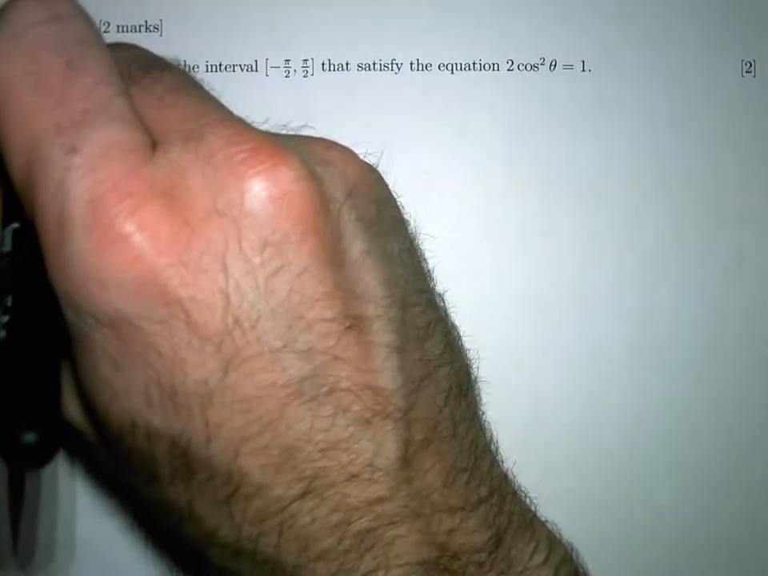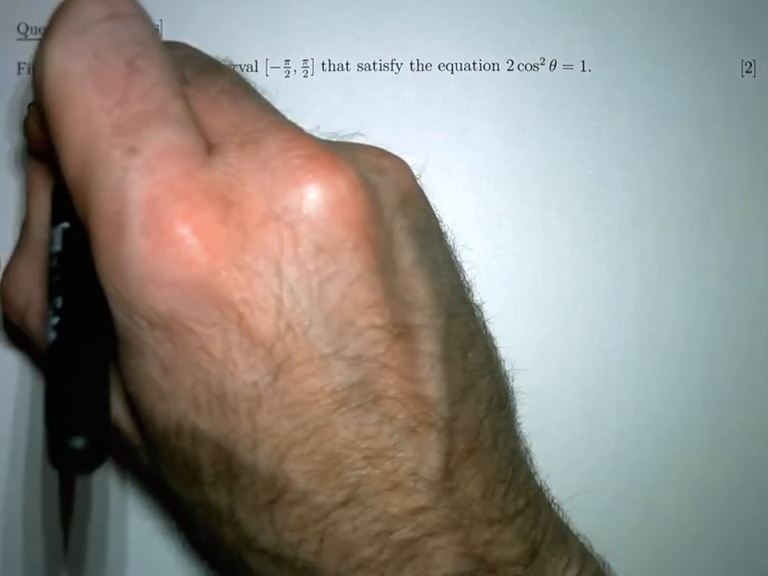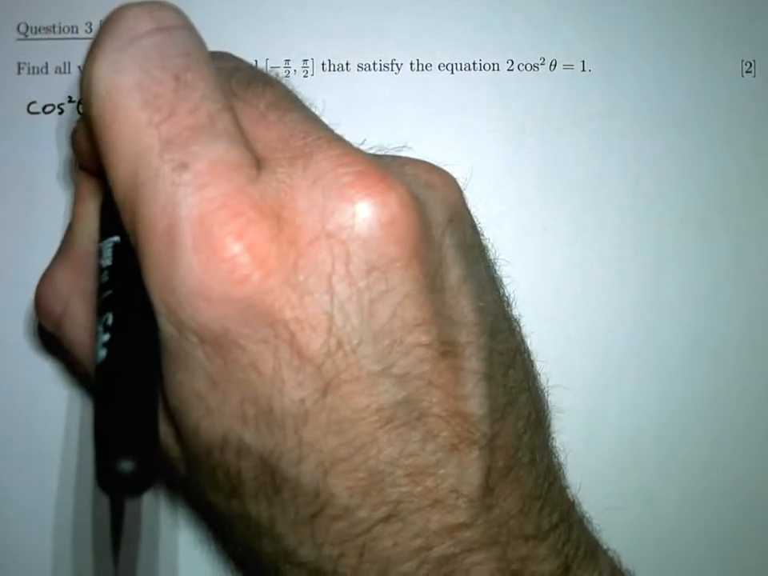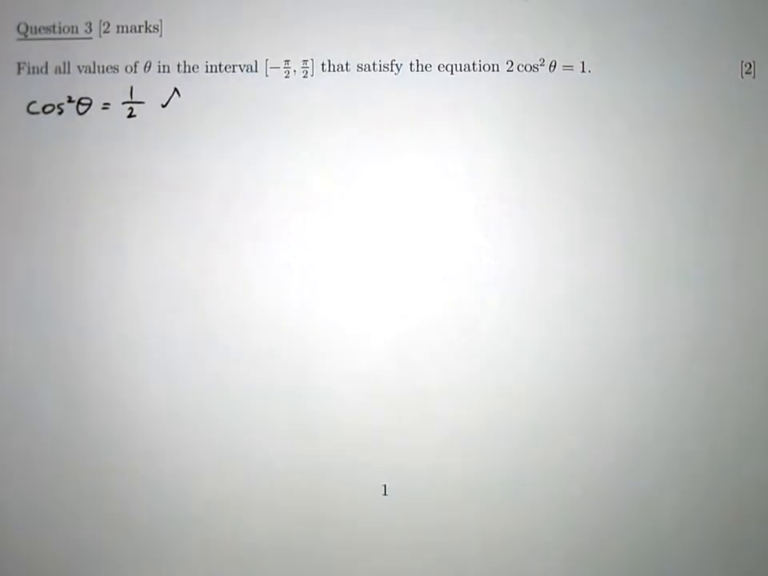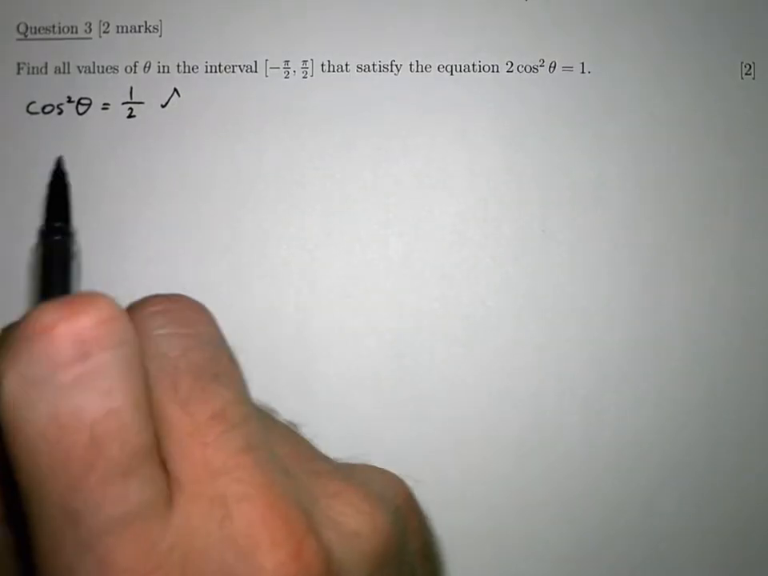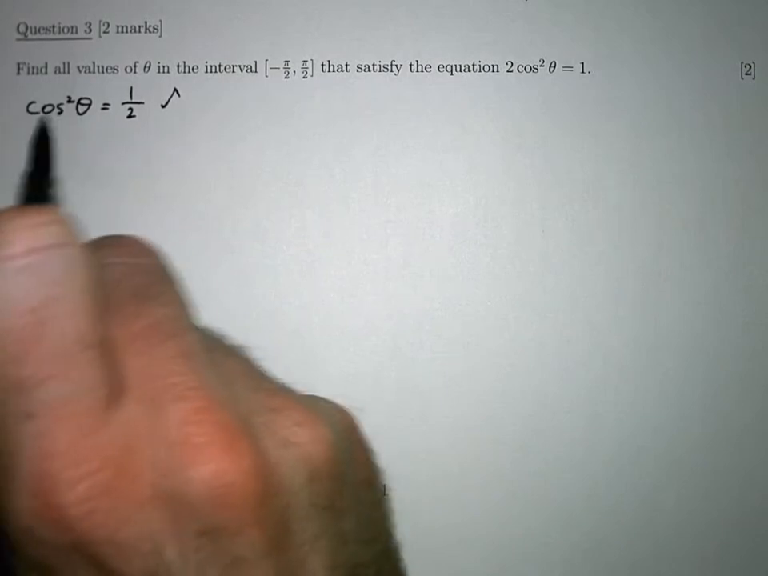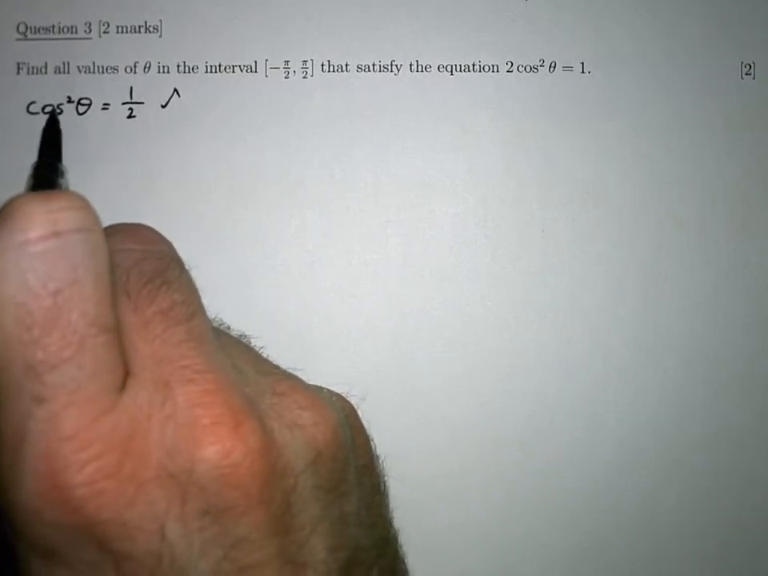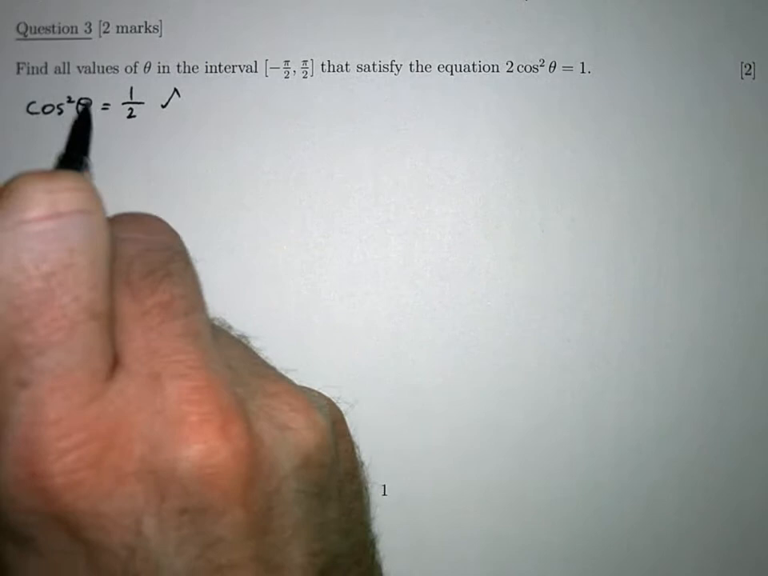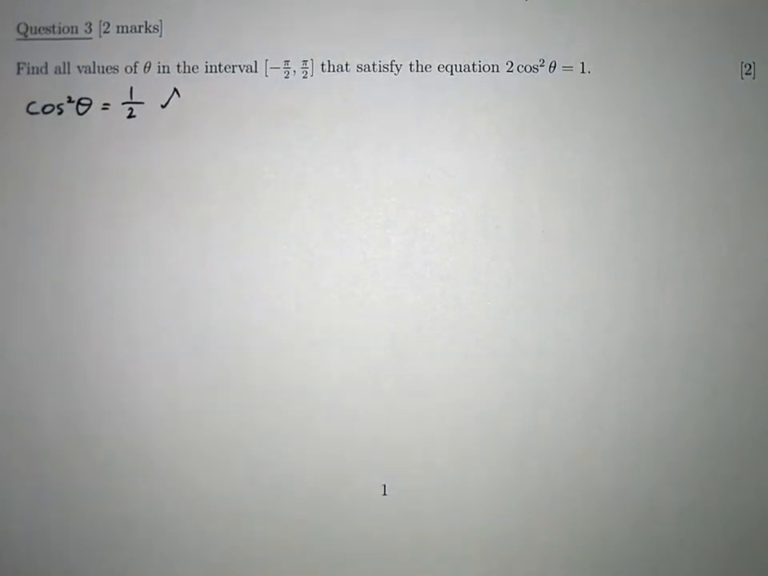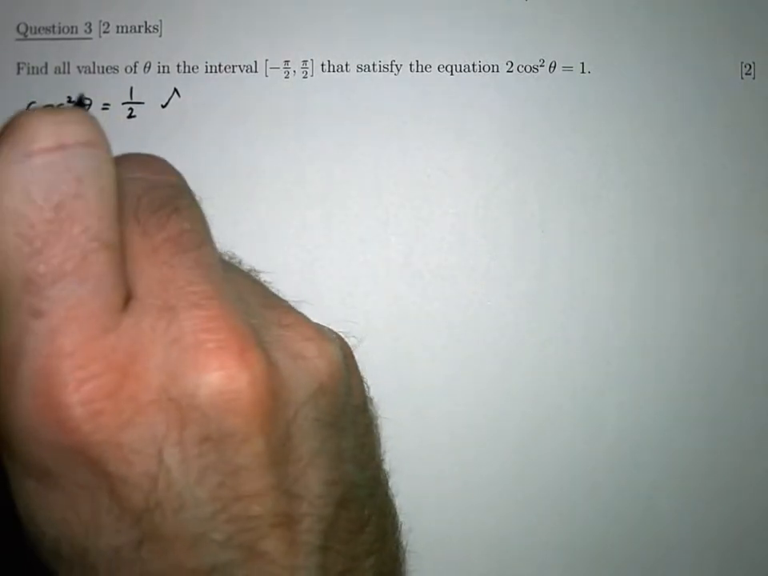Now most of you got half a mark for doing the following: cos squared theta is equal to 1 over 2. Unfortunately, that was the only half a mark that you got. So where do we go from here? Well, it's important to remember that cos squared theta means that we're taking the cos of theta and then squaring it. So we're actually squaring this whole thing.